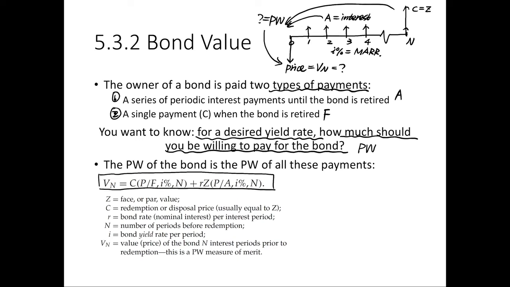Either you can draw this cash flow diagram and convert it from different parts of the cash flow, as you remember, by yourself, or you can just use this equation. But to use this equation, you have to know what is C, what is the I%, what is N, what is R, what is Z. You've got to know all of these variables.